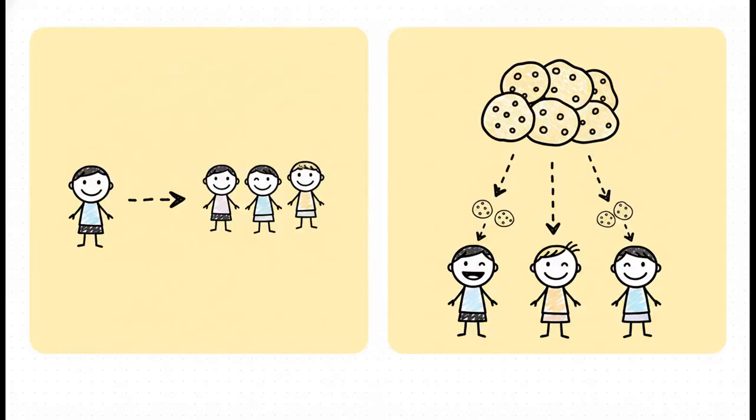Just think of it like this. Multiplication is basically cloning. You're just making identical copies of a group to make it bigger. And division? That's just sharing. You're taking a big group and splitting it up into smaller equal piles. Cloning and sharing? Seriously, that's the core of it.